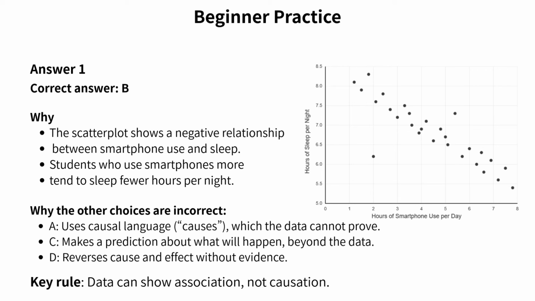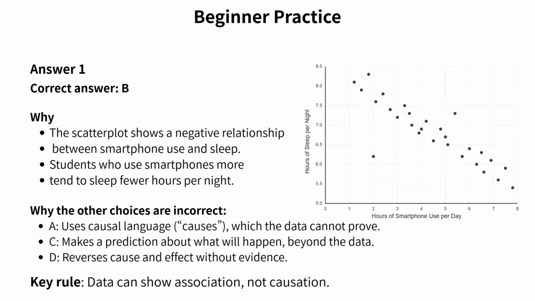Notice the language here. It does not say, causes. It does not say, will happen. It simply describes the pattern we see in the data. Now let's quickly see why the other choices are incorrect. Choice A says that using smartphones causes students to sleep less. But this graph cannot prove cause and effect, only association.